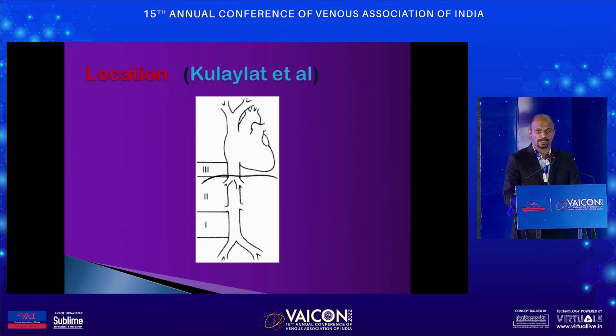Kulaylat et al. described IVC LMS in 3 subtypes based on its location. The first type is between the bifurcation of the iliac veins to the renal veins. The second type is renal vein to the hepatic. Third, above the hepatic up to the heart. In our series, we had 10 cases in the first type and 5 cases in the second type. For the cases where we had IVC reconstruction, we had 6 cases in the first type and 3 cases in the second type. We come to the reconstruction part later on.